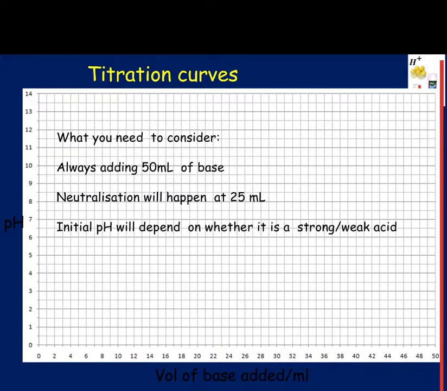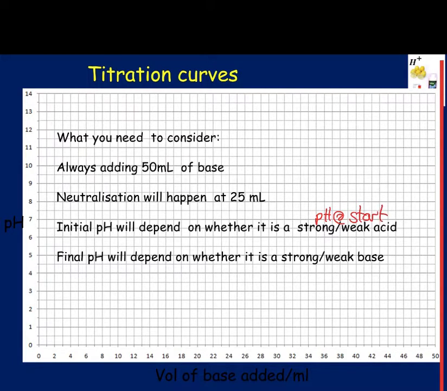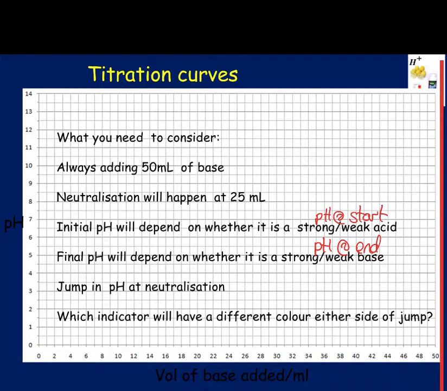The initial pH depends on whether or not we are starting off with a strong acid or a weak acid, and that influences the shape of your curve. And your final pH will depend on whether we have a strong base or a weak base. So this determines the pH at the start, and whether we have a strong base or a weak base is essentially where my curve ends, and this will make sense once you've seen the curves. There will be a jump in pH at neutralization, and you will have to select an indicator and tell them why you have chosen it, and it will make sense, as I say, once you see the curve.